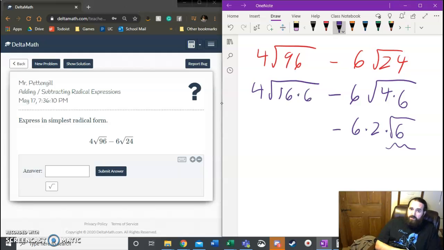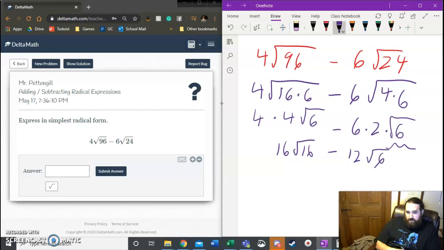It's 4 squared. So that 4 comes down. This 16 turns into a 4. And then I still have that root 6. 4 times 4 is 16 root 6. 6 times 2 is 12 root 6. I go, what's 16 root 6 minus 12 root 6? Well, the coefficients, 16 minus 12, gives me 4.